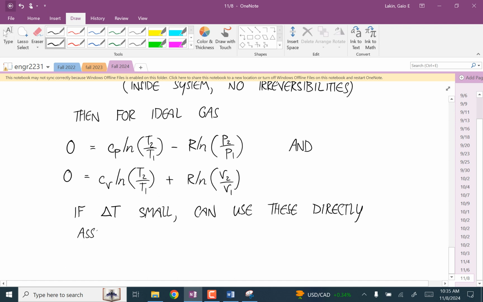Because then you can assume Cv or Cp are constant. But what we did before is we also had values we could look up in an ideal gas table that allowed us to give a more accurate calculation. And we're going to do the same thing here.